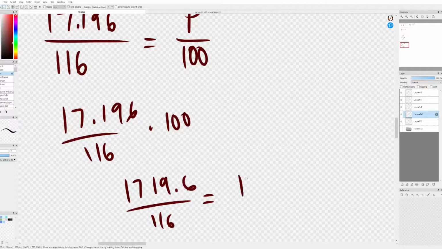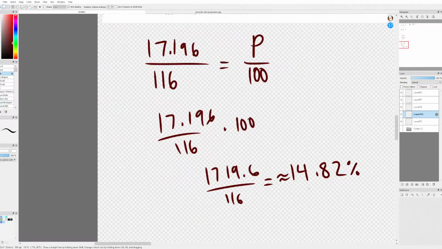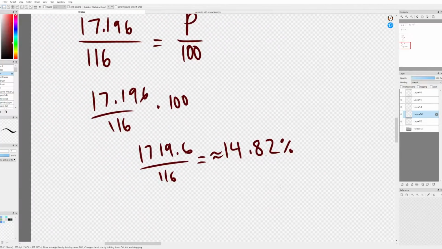14.82%. And that should be our answer. They produce about 14.82 percent of the bikes of the world. And that makes sense. 14.82% of 116, you can do 0.1482 times 116, which is going to give you 17.1912, which is about the same basically.